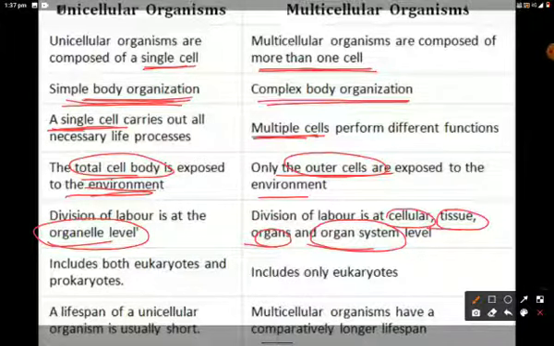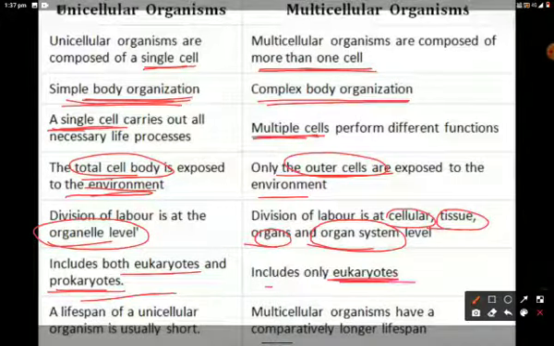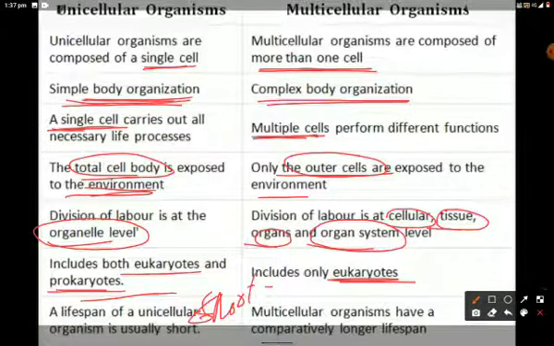See here the difference. Unicellular includes eukaryotes and prokaryotes. It includes both eukaryotes as well as prokaryotes. But multicellular organisms include only eukaryotes. Yes, the lifespan of unicellular organisms is usually short. But here, multicellular organisms have a longer lifespan. Yes, see next.